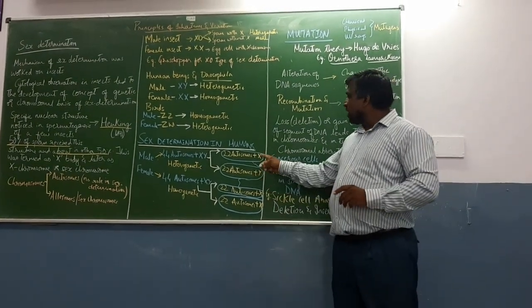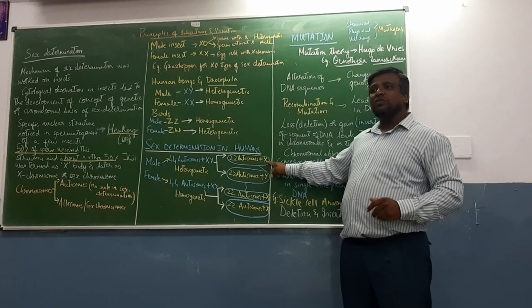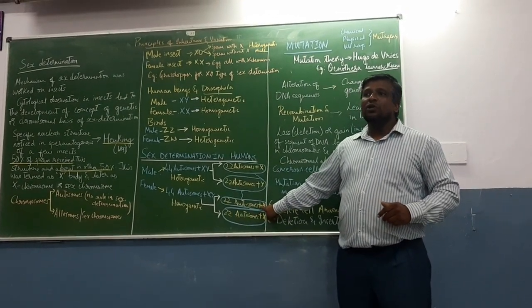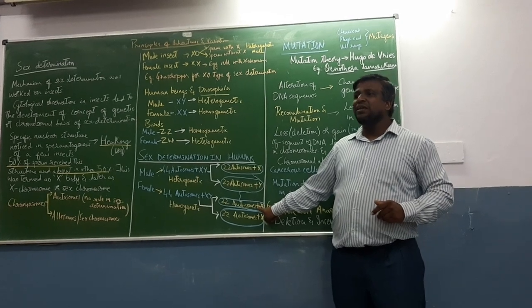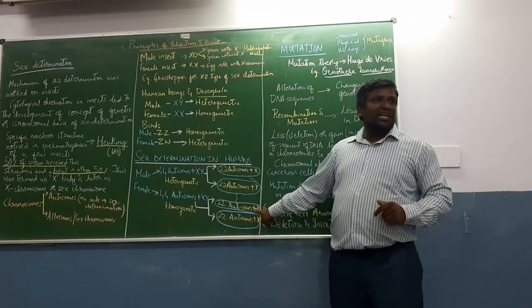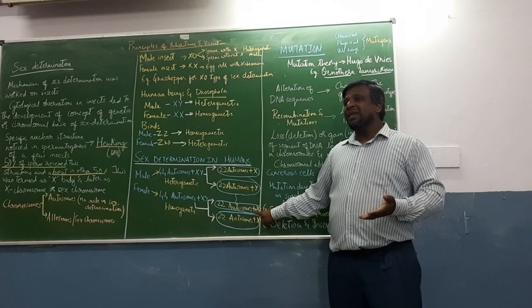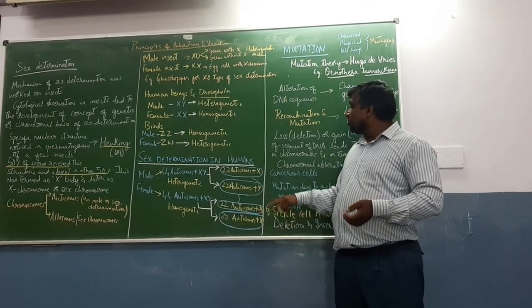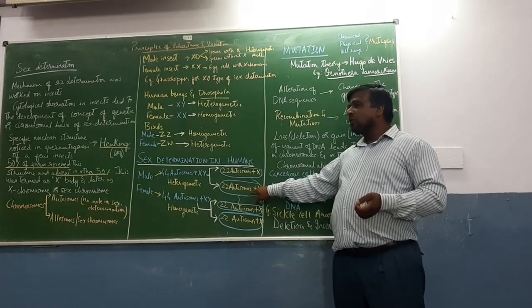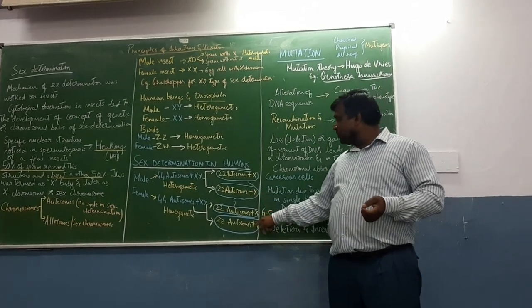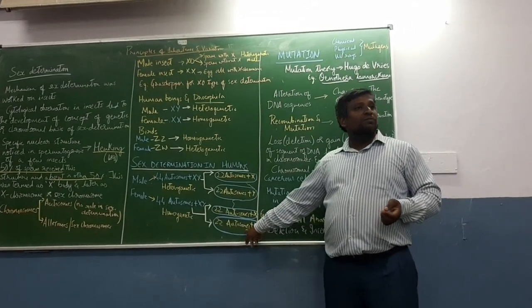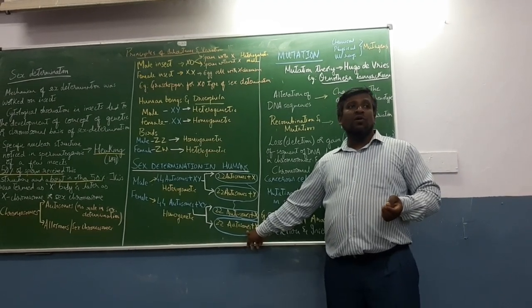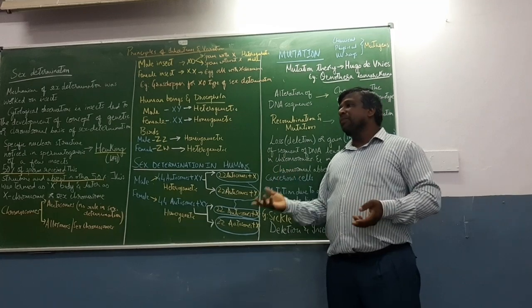Now if the sperm cell with 22 autosomes plus X chromosome fuses with the egg, 22 autosomes plus X, what would be the gender of the future offspring? Female, because it would be 44 autosomes plus XX. Now just assume the 22 autosomes plus Y chromosome fuses with 22 autosomes plus X chromosome, what would be the future offspring? 44 autosomes plus XY, male.